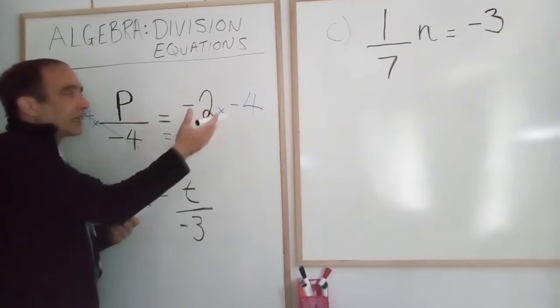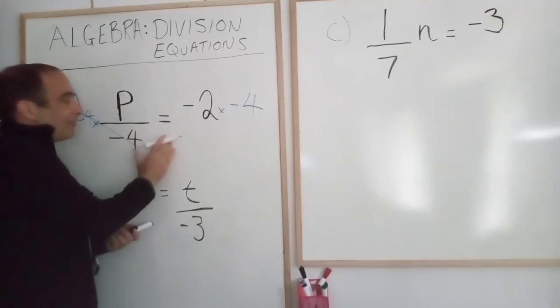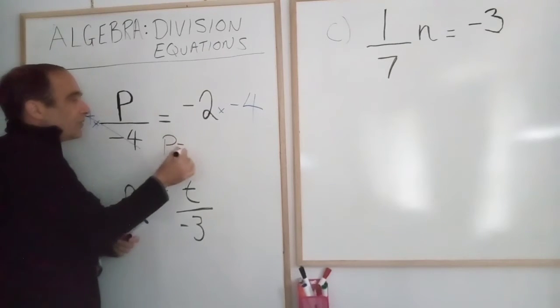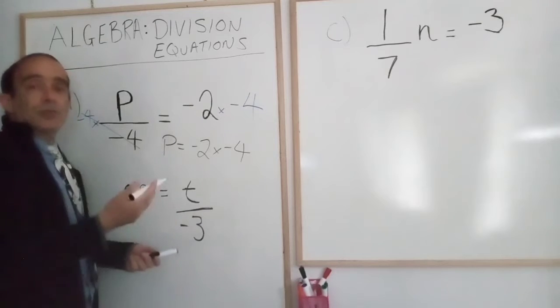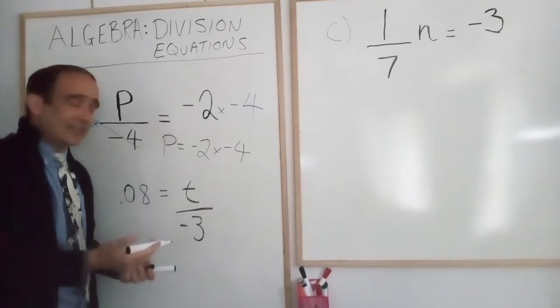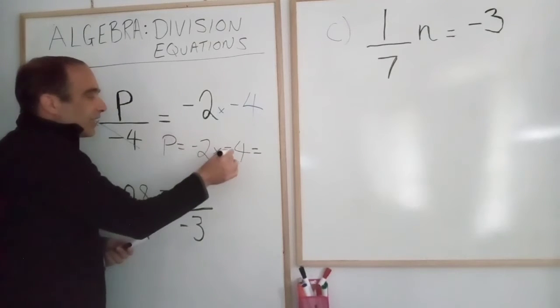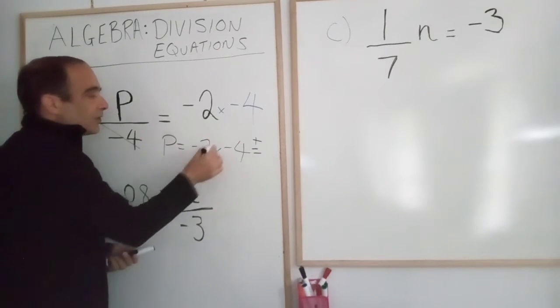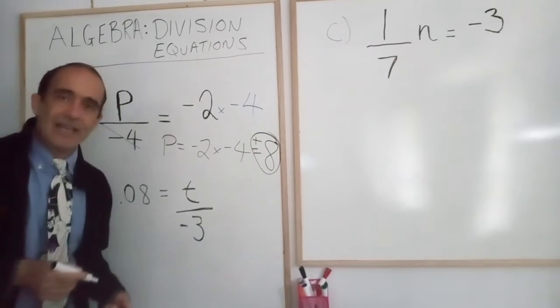So p is equal to -2 times -4. After I've isolated p, and I've got p equals -2 times -4, all I have to do is calculate. The last step is to calculate. So here, negative times a negative is a positive, and 2 times 4 is 8. So that's my final answer, +8, right?